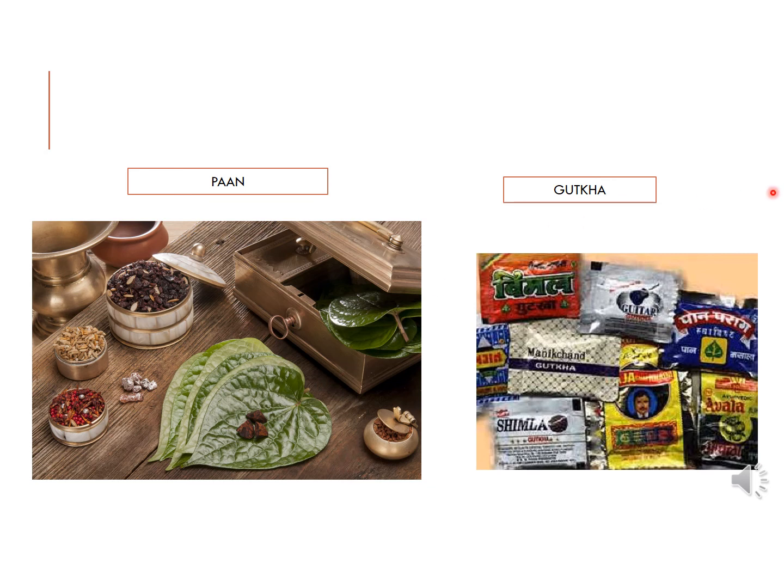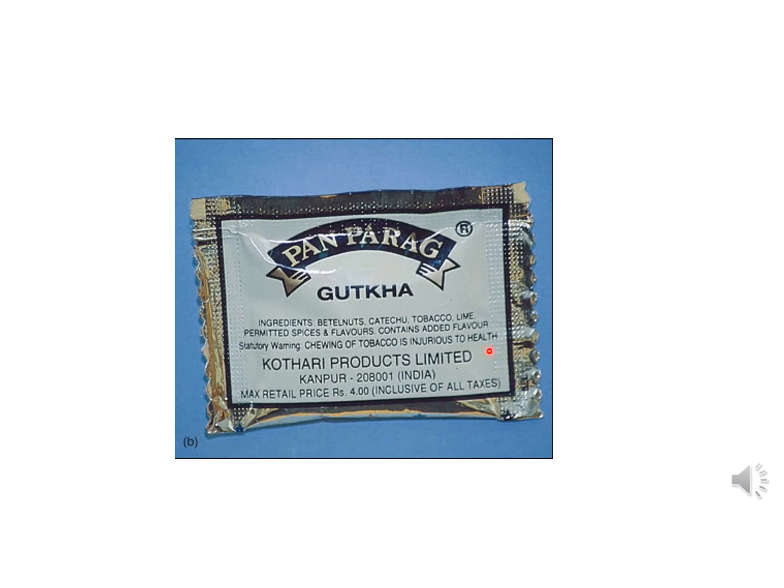Okay. The second most important etiological factor, which has been attributed to oral submucous fibrosis or OSMF, is gutka, and these are the various brands that are actually available in various parts of the world. And these are some pictures from Southeast Asia. I'll show you in the next slide that on one of these packets, if you look right behind, the ingredients mentioned are betel nuts, catechu, tobacco, lime, permitted spices and flavors, and added flavor. Okay, and there's a clear statutory warning that mentions that chewing of tobacco is injurious to health.